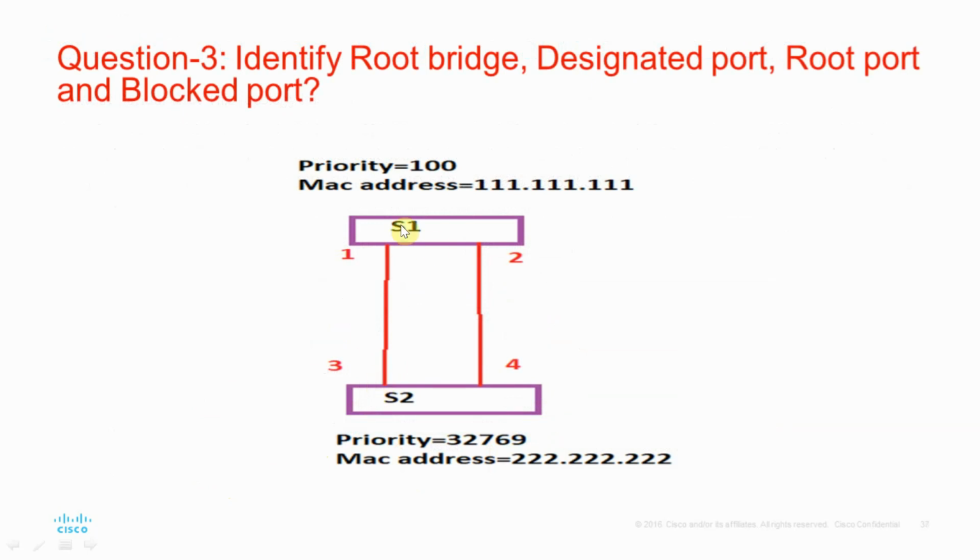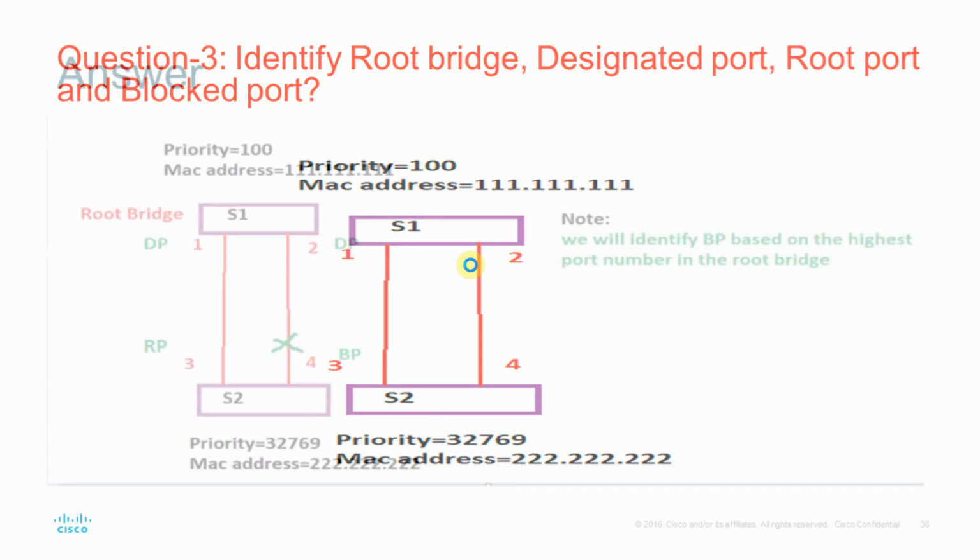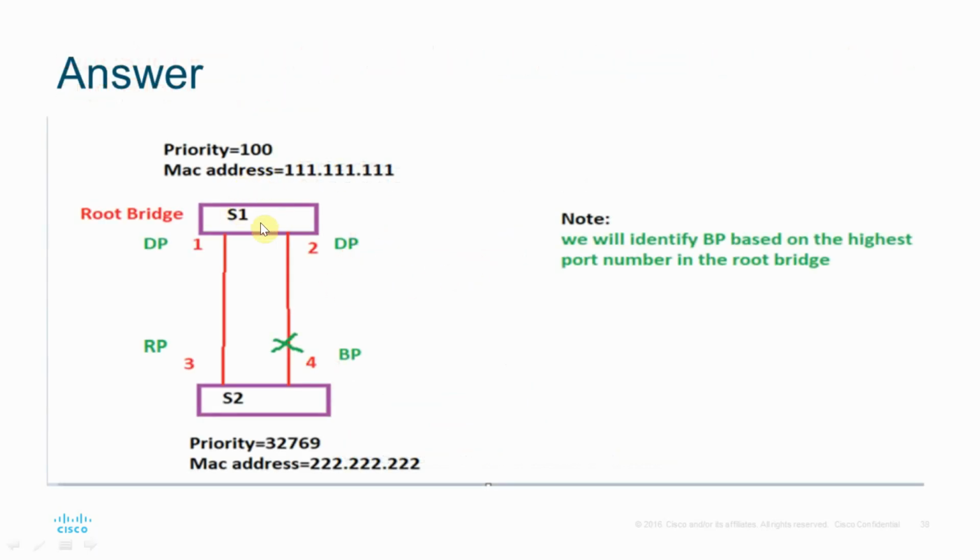What about this one? Priority 100, MAC address 111; priority 32769, MAC address 222. So this will become the root bridge, and this will be the non-root bridge. What about the root port and designated port? For S1, both are designated. You know that for the root bridge, both are designated. See here, for S1, both are designated ports. What about the root port and the bridge? Which one is the designated port or blocked port?